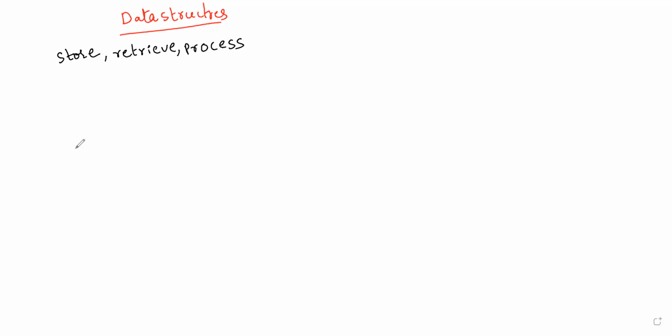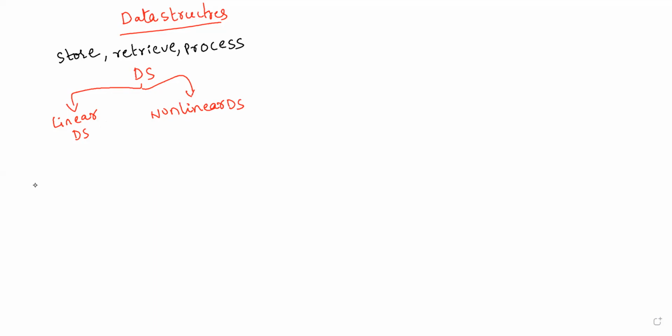Basically, data structures are of two types. First one is linear data structures. Second one is non-linear data structures. So this is a linear data structure, and this is a non-linear data structure.